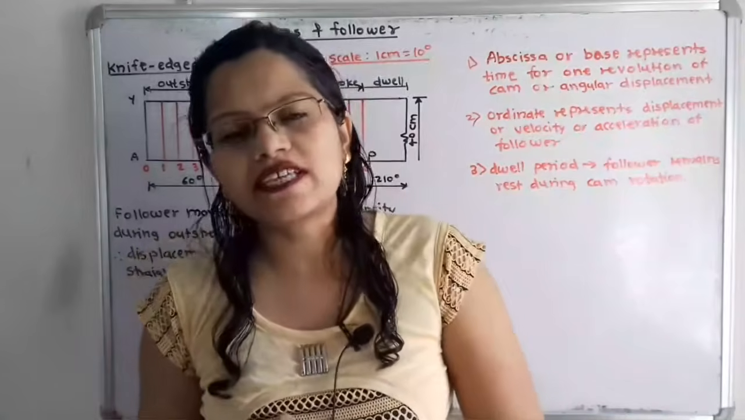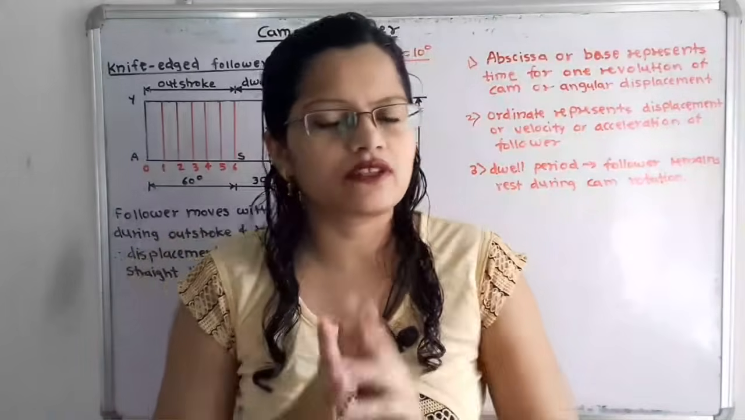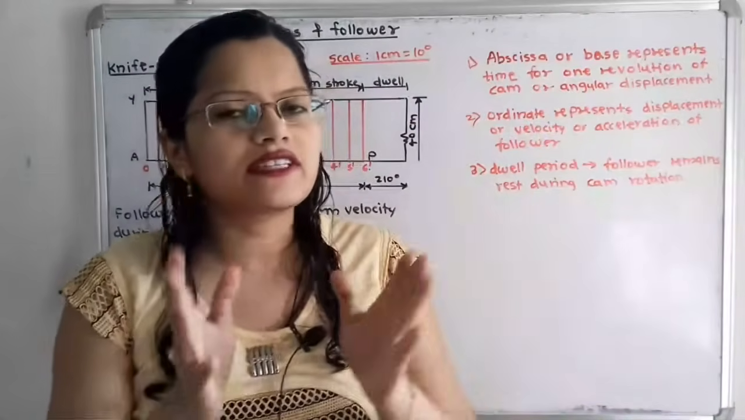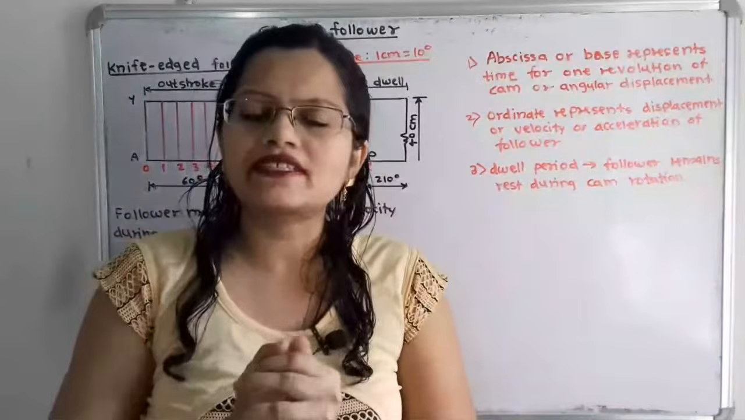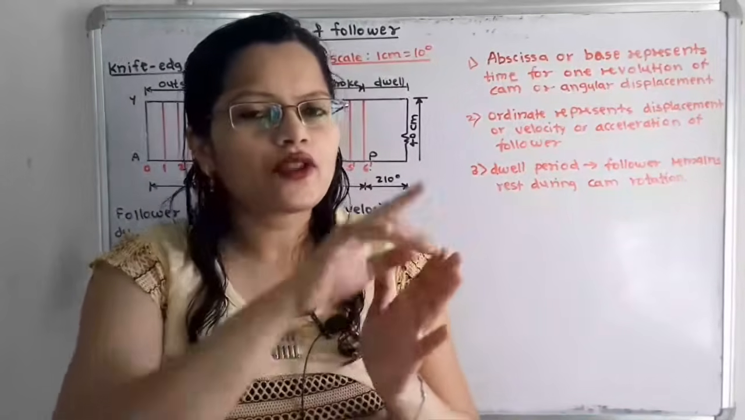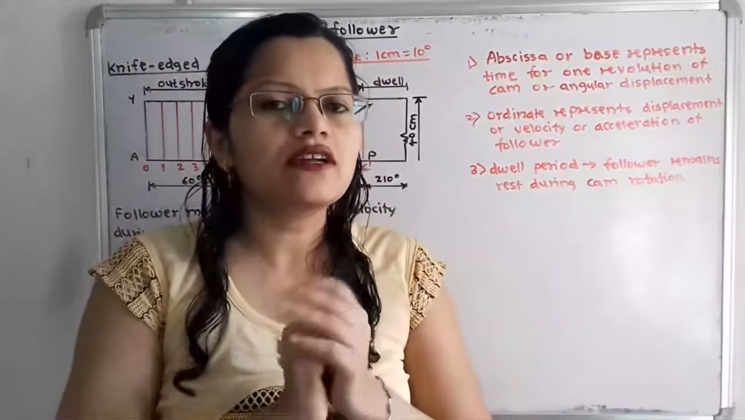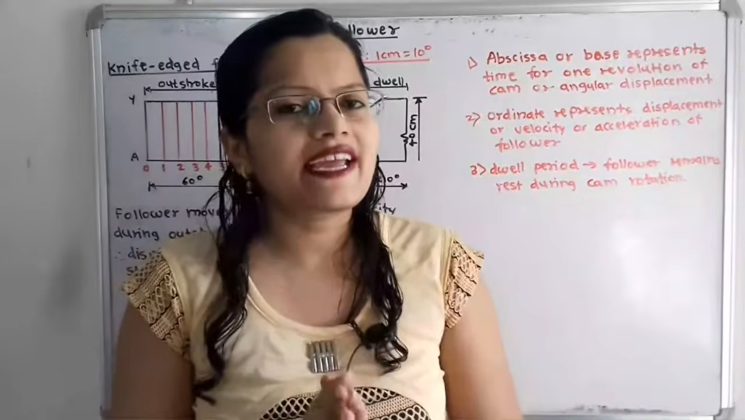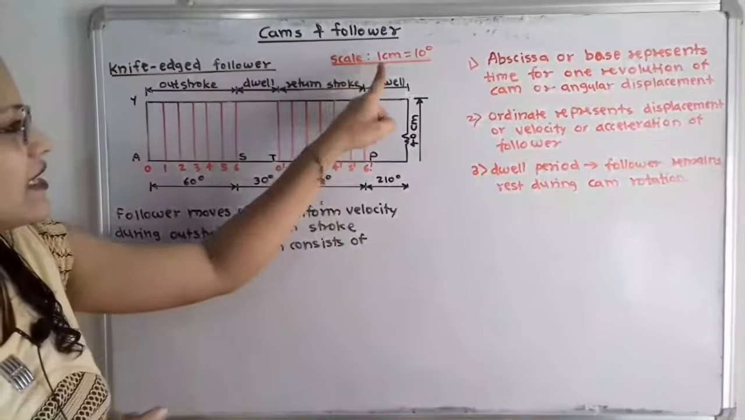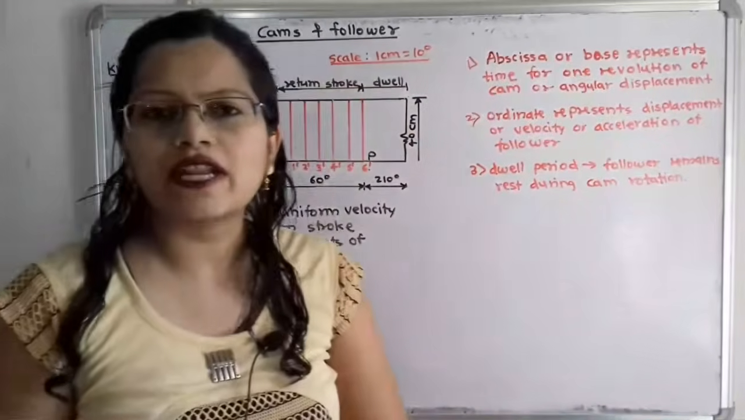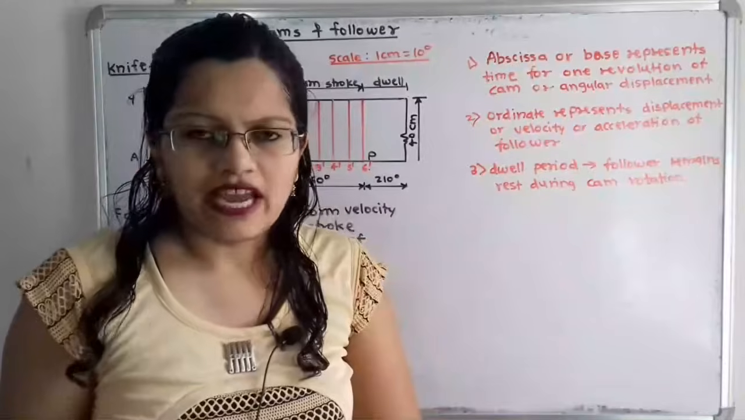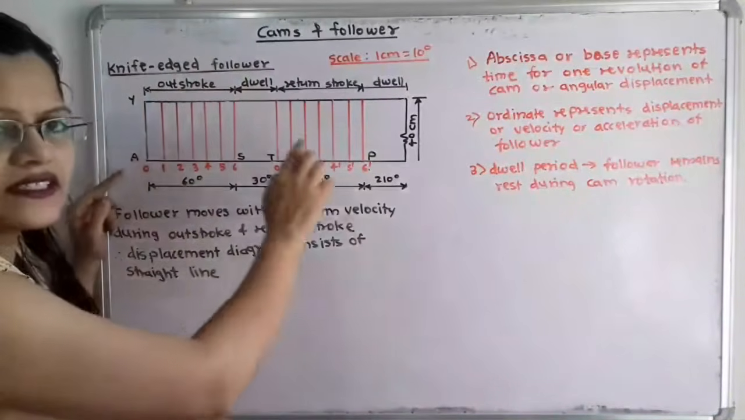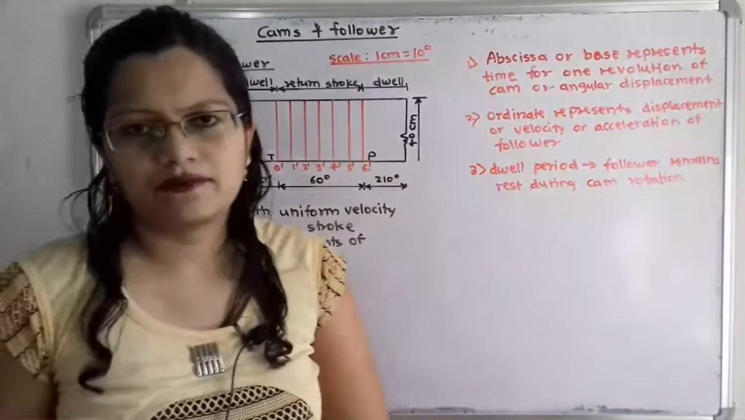Now according to this given information, the angular displacement of this cam is given in degrees. For one complete rotation, the cam rotates through 360 degree. So we will take one particular scale, that is 1 centimeter is equal to 10 degree. That means for 360 degree we have to take a scale of 36 centimeter.